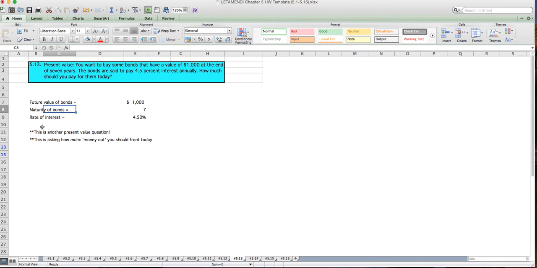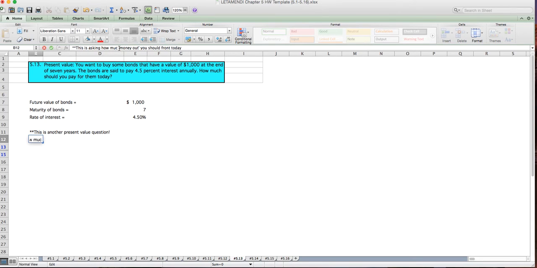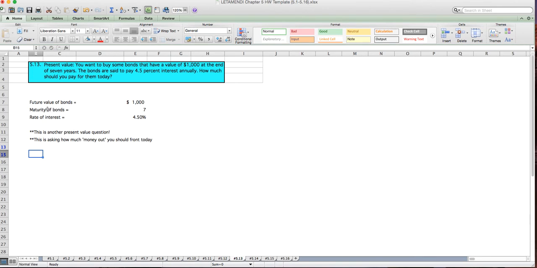I use these terms, money in, money out, very colloquially, so you won't really find them in the textbook. It's just my way of trying to give you some logic behind why questions are the way that they are. Future value of the bonds, we have 1,000.